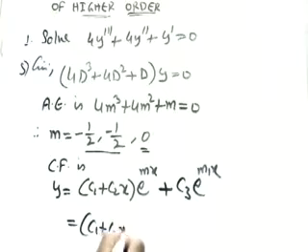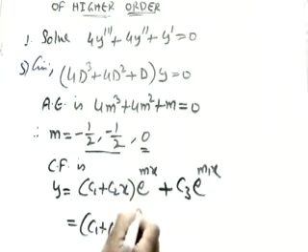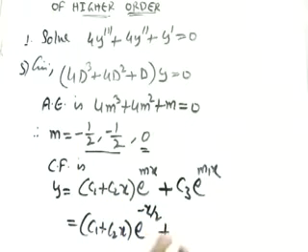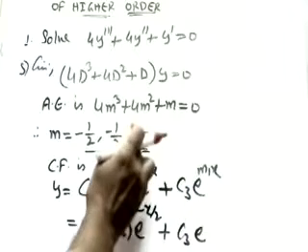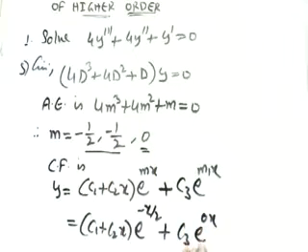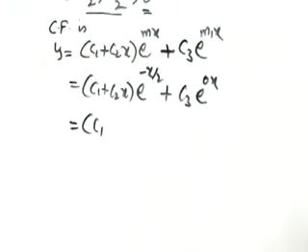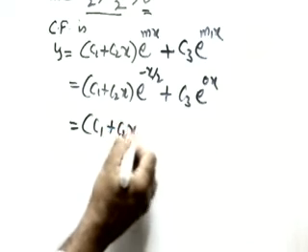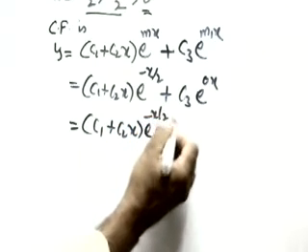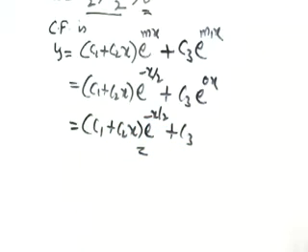So let me write now. c1 plus c2x, e power mx, where m is minus 1 by 2, so e power minus x by 2. Plus c3 e power m3x, which is 0 into x. Any number power 0 will be 1. So you can write it like this: c1 plus c2x into e power minus x by 2, plus c3.